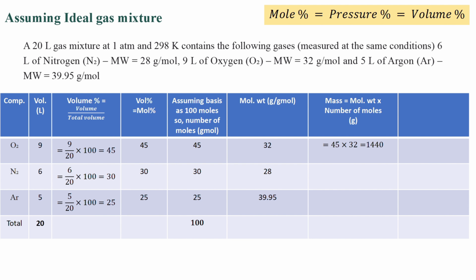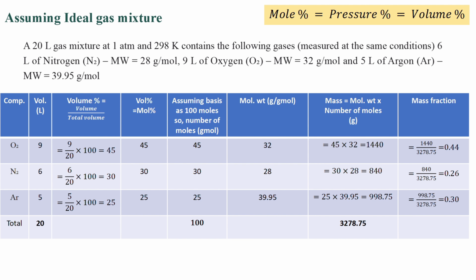The formula is: mass of the substance equals molecular weight multiplied by number of moles. The number of moles is 45 for oxygen and the molecular weight is 32, so I get 1440 as the mass of oxygen in the system. Similarly, I calculate for nitrogen and argon, which come to 840 and 998.75 grams. The sum comes to 3278.75. Now we have found the mass. To find the mass fraction, we take the ratio of the mass of oxygen to the total mass of the system. In this case, 1440 divided by 3278.75, the total mass, gives 0.44. Similarly, for nitrogen and argon it comes to 0.26 and 0.30. So we have solved the first objective of the question.